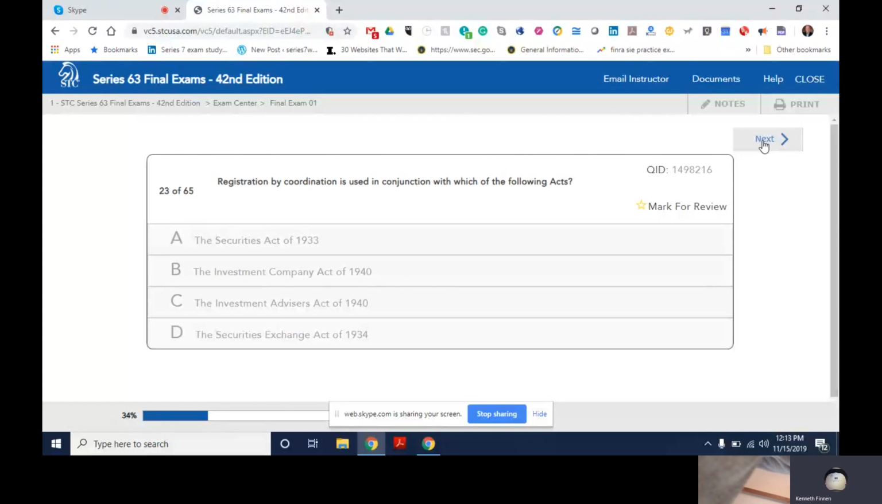1 second. There's my next phone ring. Sorry, busy, but at least you're getting the whole thing and it's not pausing it. Okay, so now, registration by coordination. It's very hard to find time to do anything here.